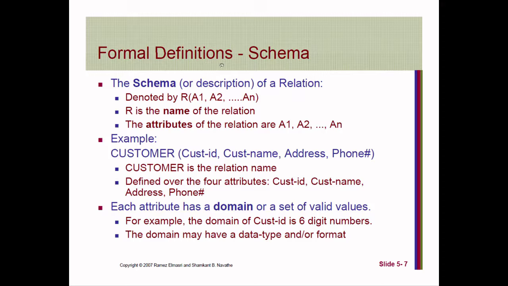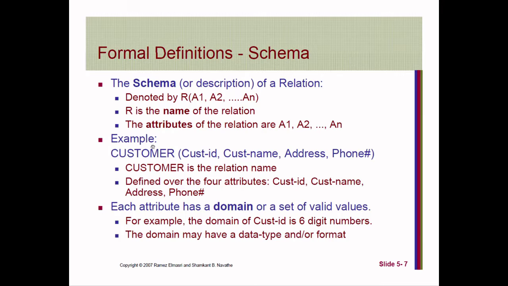So in the formal definition, the schema of a relation is denoted like this. We have R and then in parentheses A1, A2, ..., An. R is the name of the relation, the name of the table. And A1, A2, etc. are the attributes of the relation.